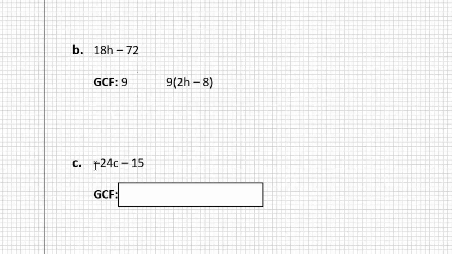We have negative 24c subtract 15. Go ahead and see, pausing the video, if you can find the greatest common factor and set up an equivalent expression using a factor times a quantity in parentheses that would be equivalent to negative 24c subtract 15. So I focused just on the factors of 24 and 15, and I found the greatest common factor to be 3.